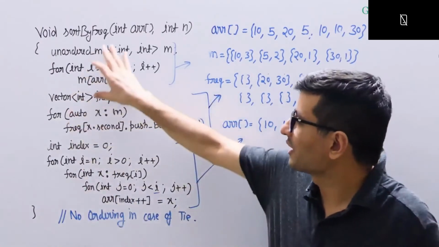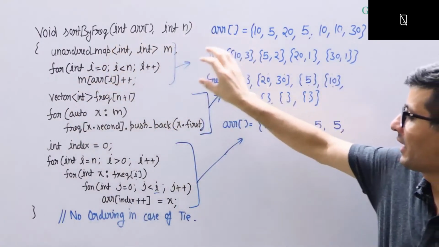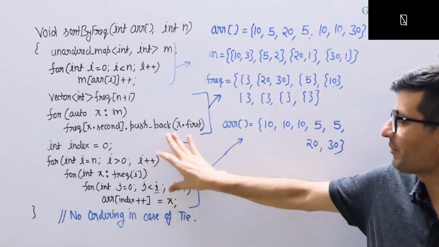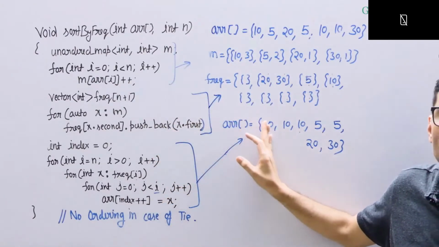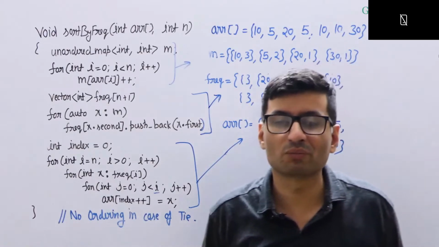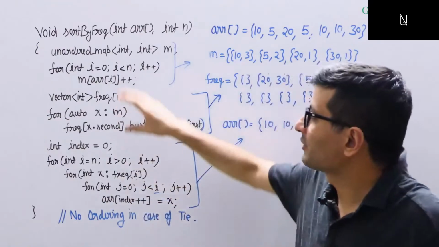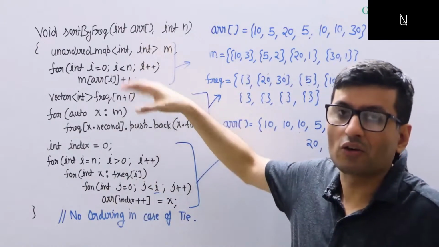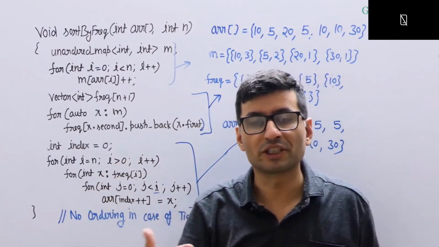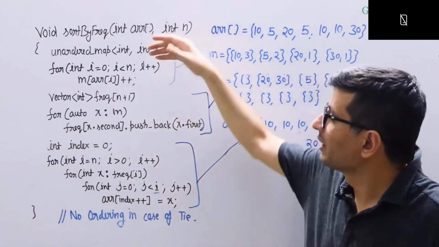So after this step, we got this map. After this step, we got this frequency array, and after this step, we got our original array modified according to the required order. Let's now take a look at the time complexity of the solution. This part is clearly big O of n, or we can say theta n, right? Because we are anyways traversing through every element, so theta n is a better term.